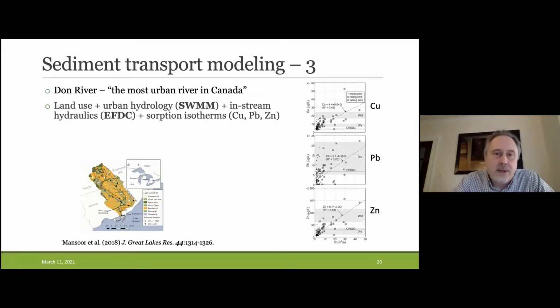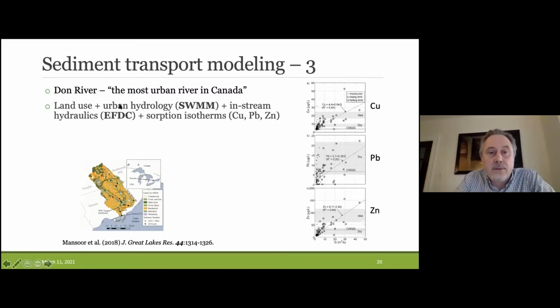Parts of it have been straightened. There's a lot of infrastructure. There's weirs, there's bridges crossing the Don River, and so it's been essentially a problem child for the TRCA, the Toronto and Region Conservation Authority.